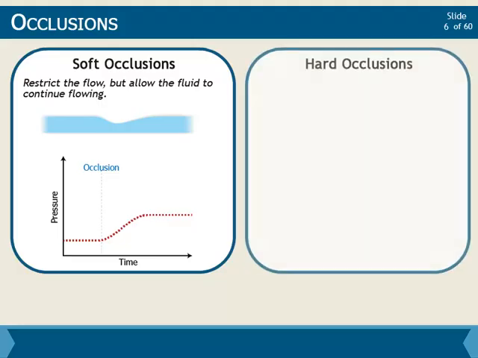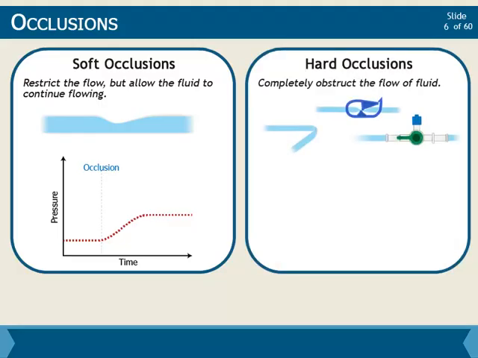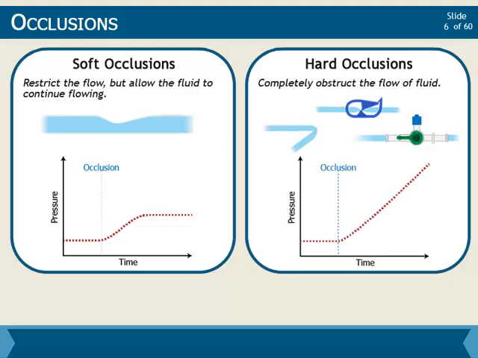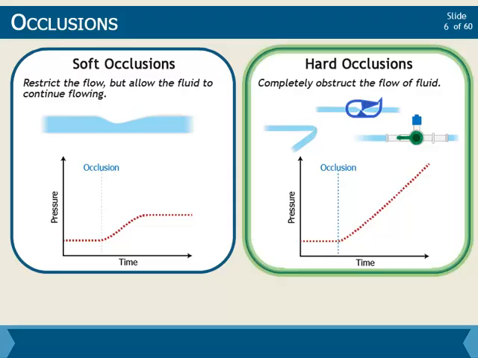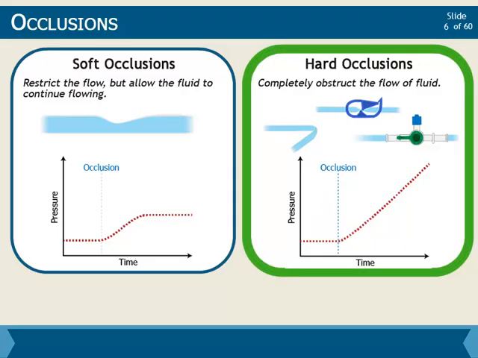There are also hard occlusions, which completely obstruct the flow of fluid. Examples of hard occlusions are kinked IV tubing and closed clamps or stopcocks. In these cases, pressure will consistently rise as more fluid is forced into the tubing with no outlet. In addition, the patient will not be receiving any fluid during this time. In this section, we are going to be talking about hard occlusions.